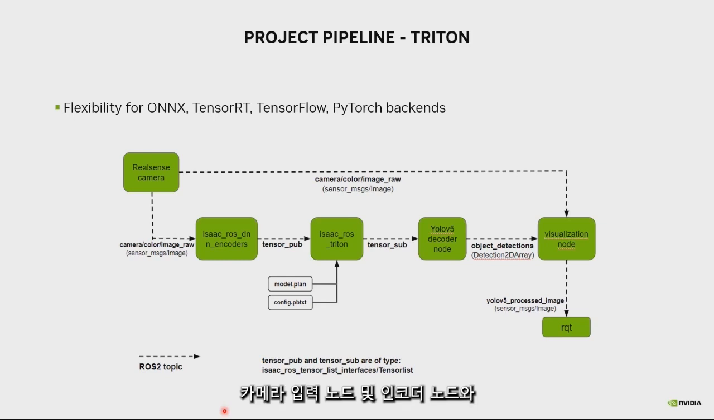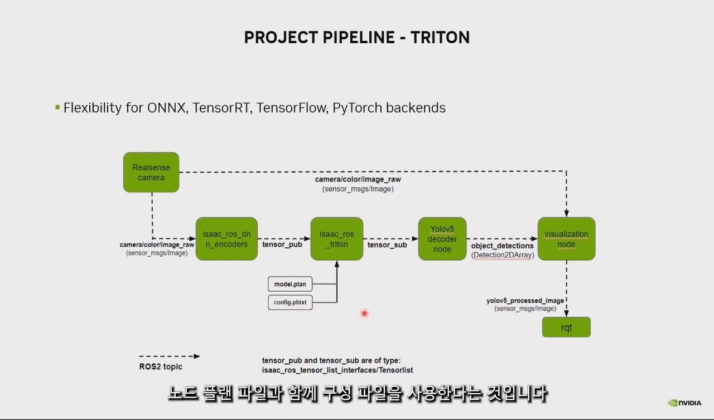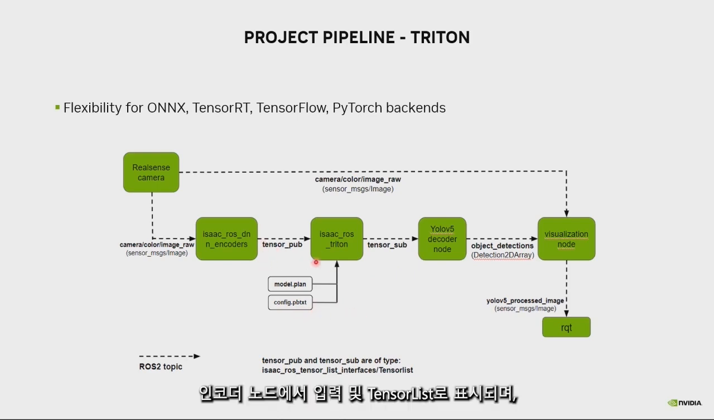The camera input node, encoder node, and the decoder node work the same in this pipeline. The only thing that changes is that the Triton inference node takes a config file along with the model plan file as input. Since it takes a tensor list from the encoder node and also outputs a tensor list to the decoder node, no other changes need to be made to the pipeline.